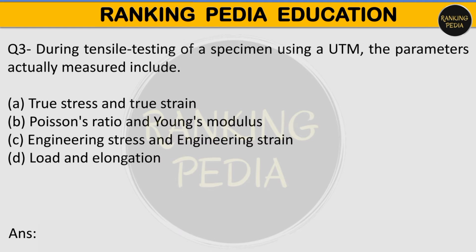Next question: during tensile testing of a specimen using a UTM, the parameters actually measured include? Your options are true stress, true strain, Poisson's ratio and Young's modulus; engineering stress and engineering strain; and option D is load and elongation. So during tensile testing of a specimen using a UTM, the parameters actually measured are load and elongation. Option D is correct.